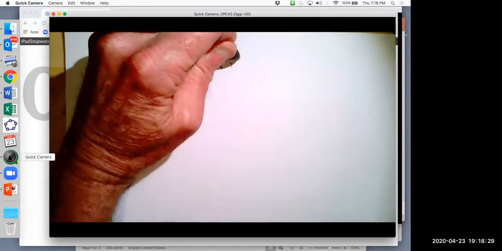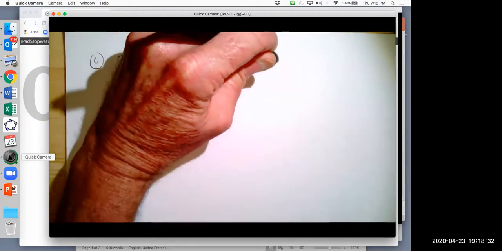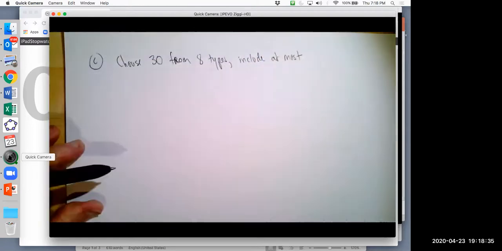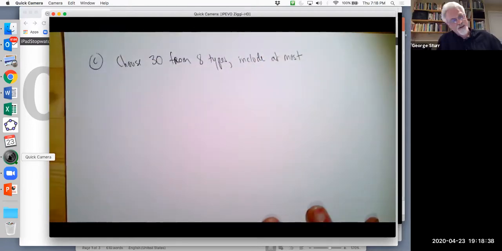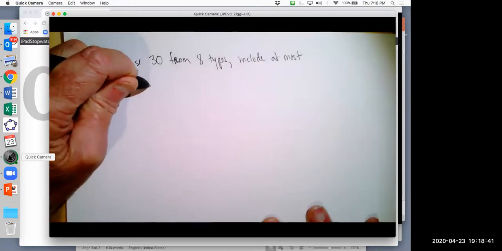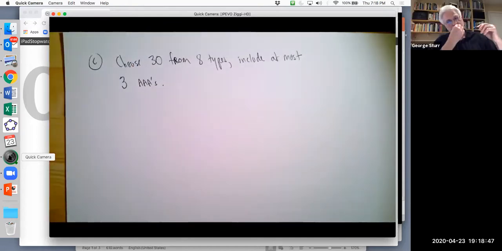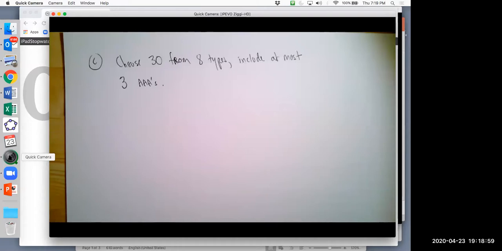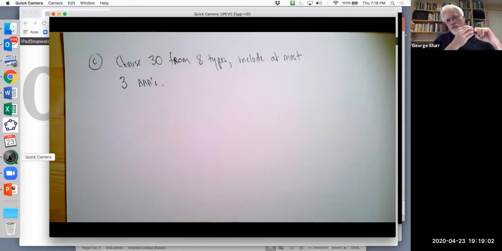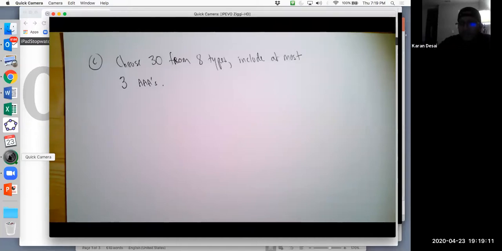I want to go back to Cole's or Travis's comment. Include at most 3 AAA batteries. So this is not at least, this is at most. So now you rethink it. What does at most mean? Well, you could have 3 AAAs in there. But it could be 1, 2, and 3, right? Or 0. Or 0, yeah.